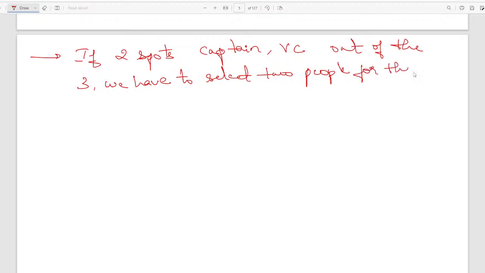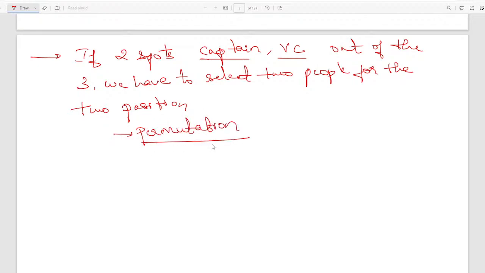For the two posts or two positions, in this case, we are not just choosing the people, we are also choosing whether they become captain or whether they become vice captain. So this is called permutation. This is called permutation, or this is called arrangement.